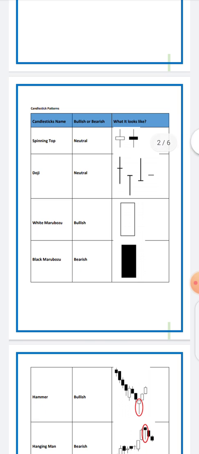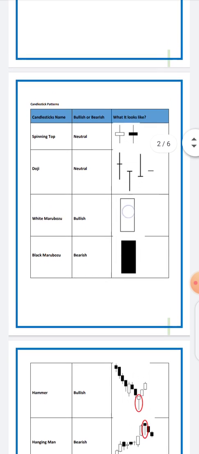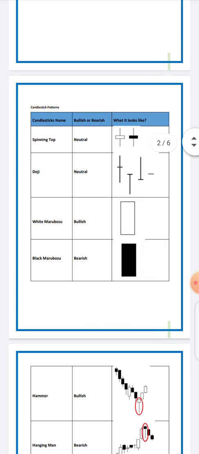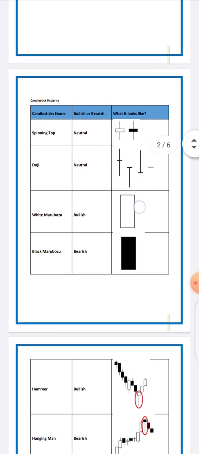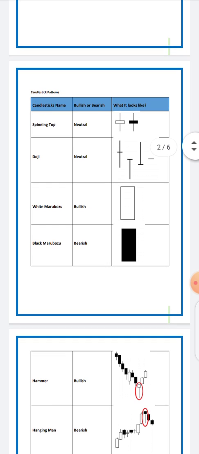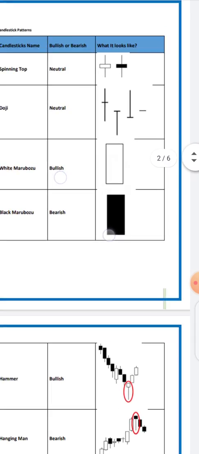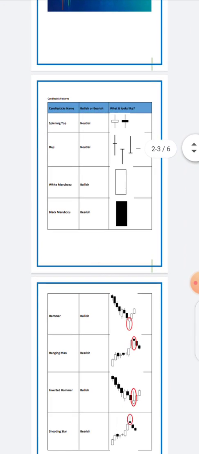Now look at the next one, it is white marubozu. White marubozu is a bullish candle. You can see this candlestick is represented with a white candlestick here. It's also known as the green candlestick on the price chart. The white is representing green, while the black is representing the red, the bearish. So the next one is black marubozu. It is bearish. It is just the opposite of white marubozu. You can see it's a bearish candlestick pattern.